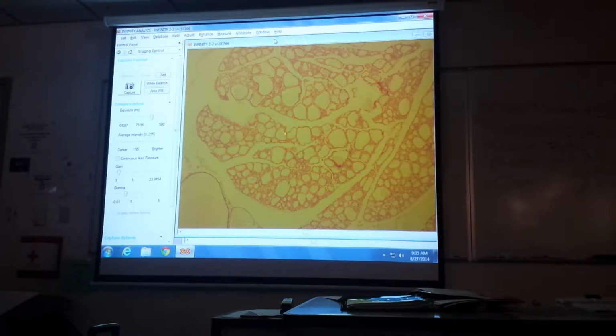You can start to see the cuboidal cells around the follicle. There's a very large follicle. But what's in the middle there? Colloid. Okay, so let's go to 400.